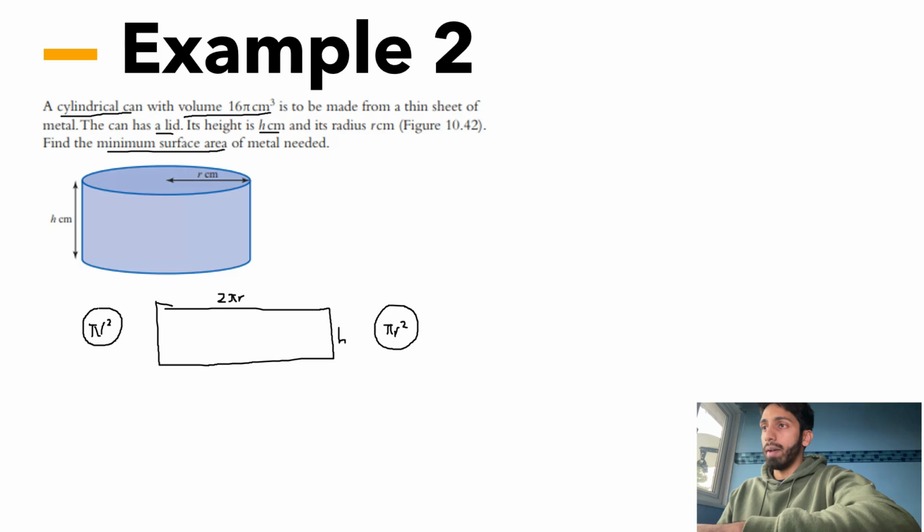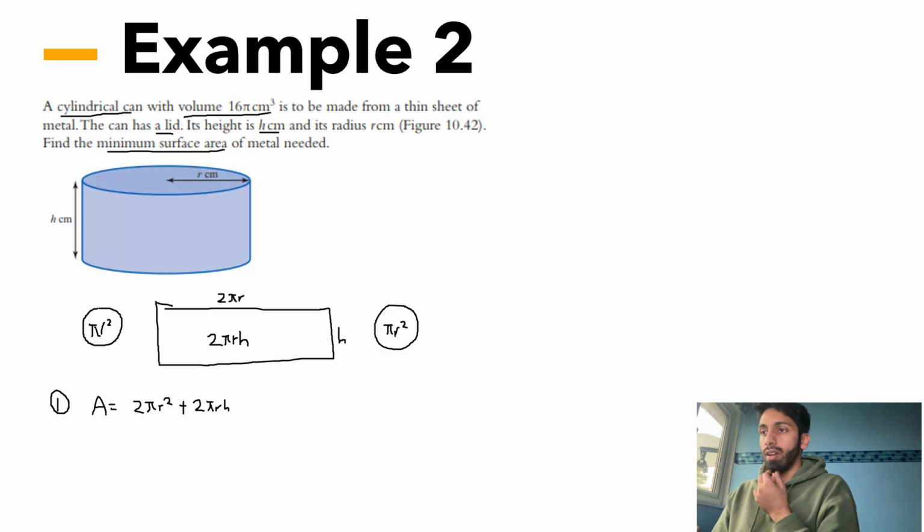So the length is the diameter times pi. This means the area of this rectangle is 2 pi r h. So that means our total area is pi r squared and pi r squared. So we have two circles. So that's 2 pi r squared plus 2 pi r h, the area of the rectangle. And we're going to call this equation 1.